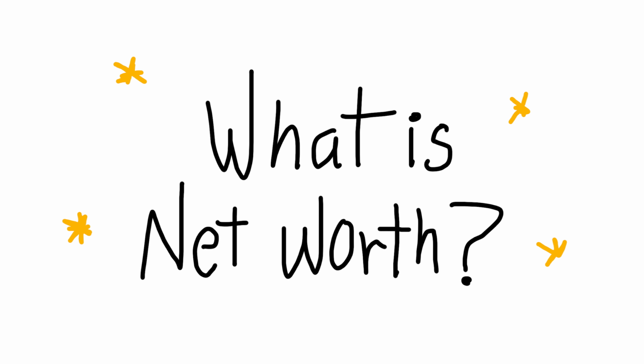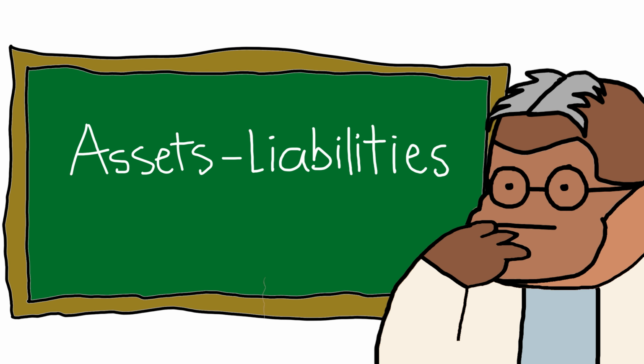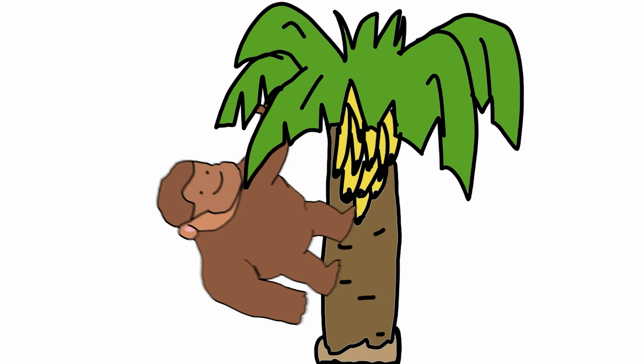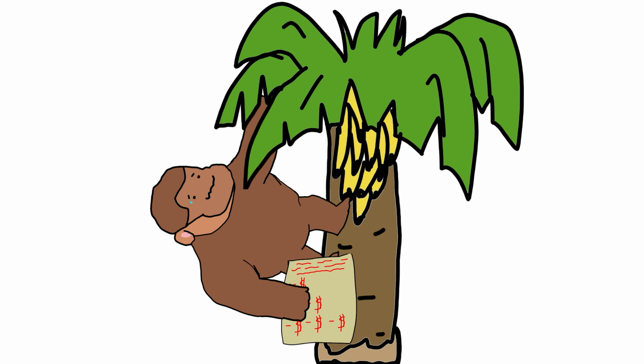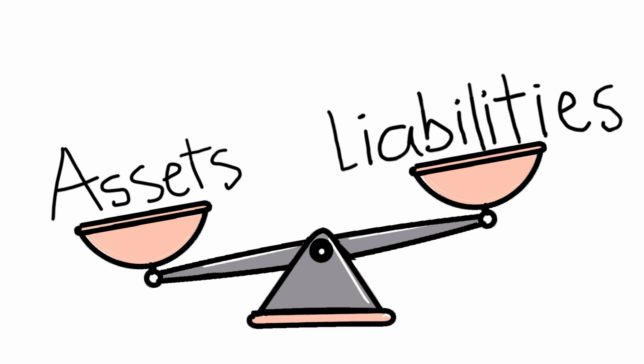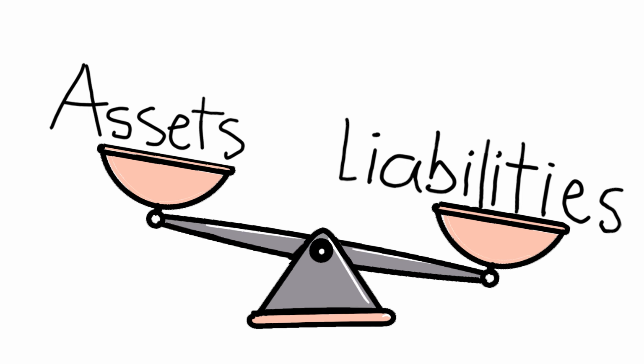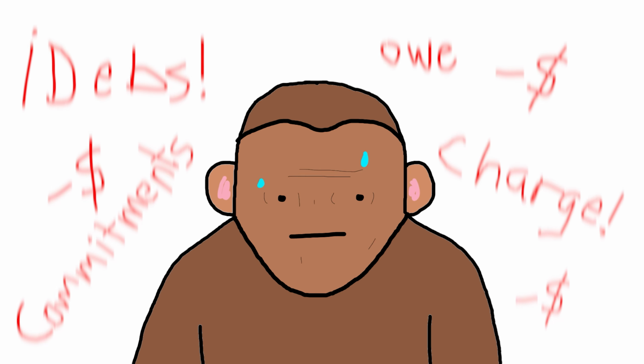What is net worth? It's what's left when liabilities are subtracted from assets. Net worth equals assets minus liabilities. If a monkey owns a banana tree, but still owes simio dollars for it, it's not fully his. When assets are greater than liabilities, net worth is healthy. When liabilities are bigger, the monkey is in danger. He might end up with no bananas.